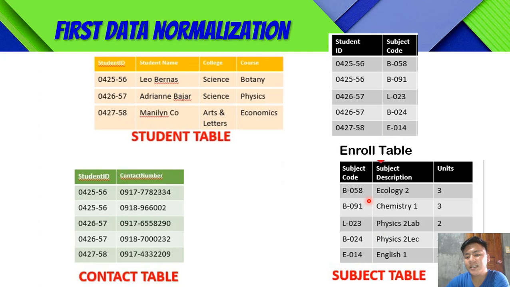Okay, yung case natin kanina is dapat yung user is allowed to add a new subject kahit may naka-enroll na sa student or wala mang naka-enroll na student, dapat pwede pa rin tayo makapag-add ng panibagong subject. That's why we removed the student ID here and we created a new table showing the enrolled subject by the students. Okay, so yun po yung second data normalization.